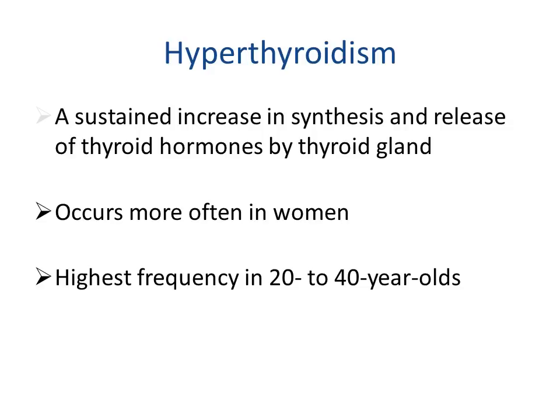Okay, let's shift gears a little bit, and we're going to talk about hyperthyroidism. What is hyperthyroidism? By definition, a sustained increase in the synthesis and release of thyroid hormone by the thyroid gland. In other words, too much thyroid hormone. It is much more prevalent in women than in men, and it usually hits people 20 to 40 years old.